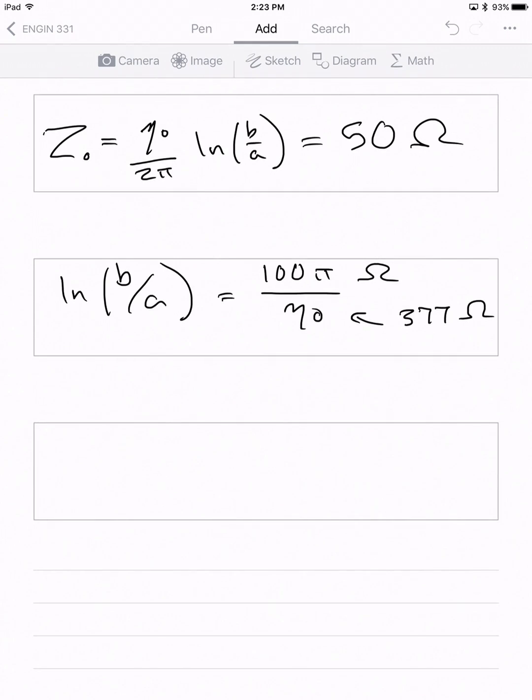Meaning that if we then take the exponent of both sides, then we have b over a is equal to e to the 100 pi over 377. And that is going to be some fractional power of e. So it will be greater than 1, but less than e itself. All right, there we go.